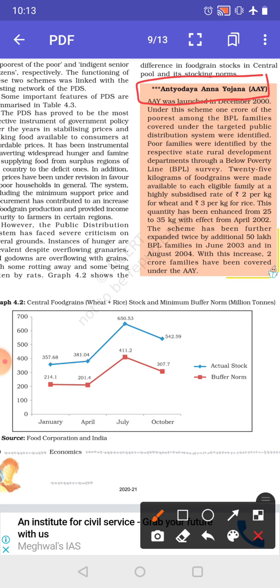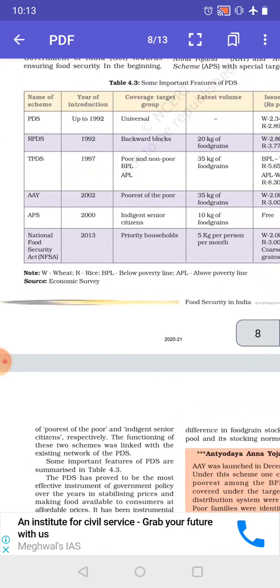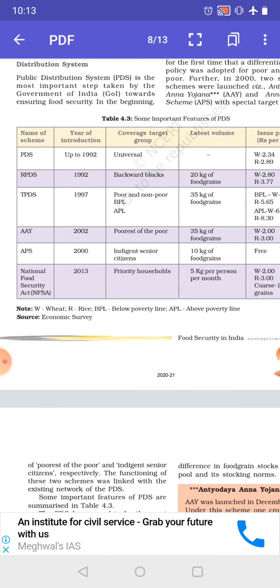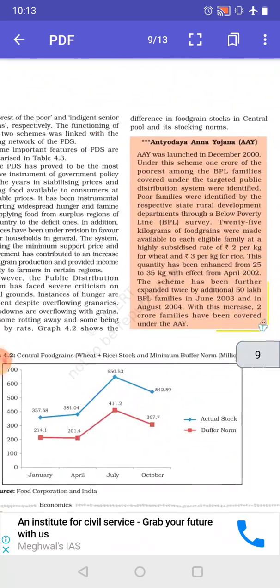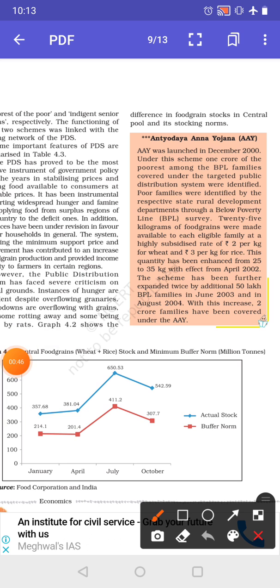Yes, in the last video, I discussed the different components of the public distribution system, and among those components, you could see here the important features of PDS. I discussed the two important schemes which were launched as a part of the public distribution system, and those two were Antyodaya Anna Yojana and Annapurna scheme. So we are going to discuss Antyodaya Anna Yojana in detail.